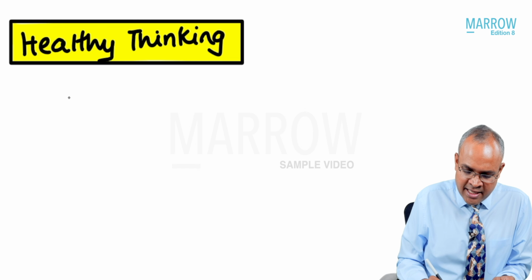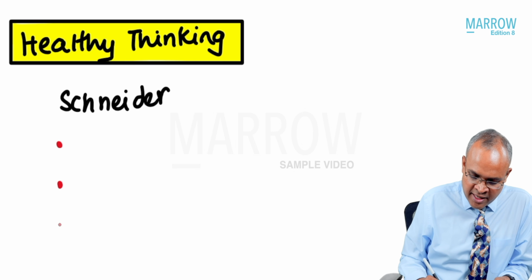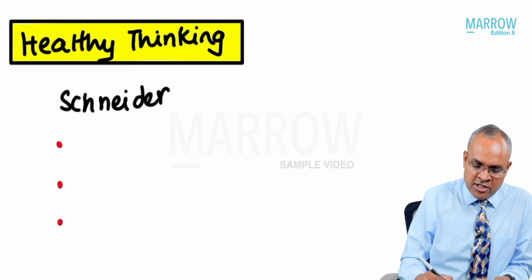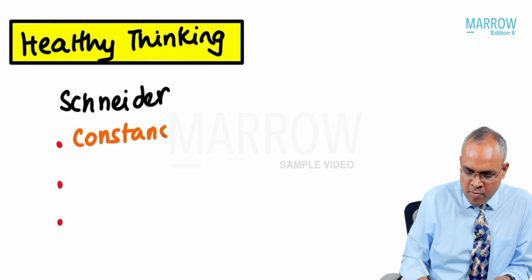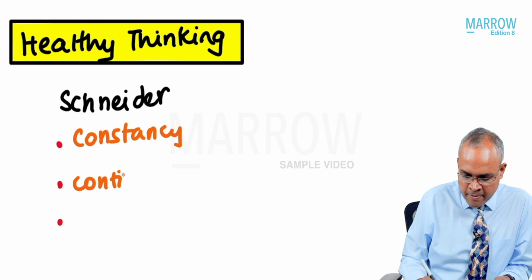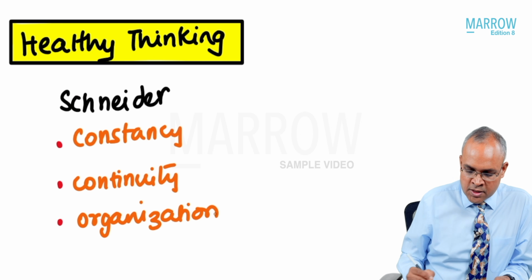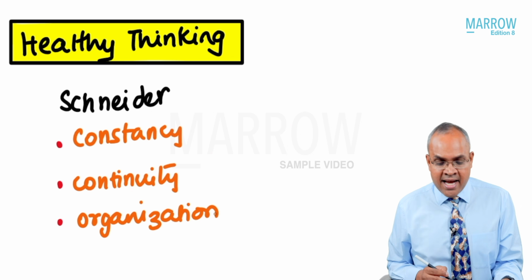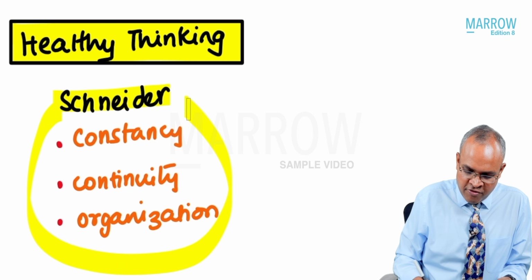When you're talking about healthy thinking, this concept was given by somebody called Schneider. Schneider is the one who described healthy thinking. They said there are three components of healthy thinking. What are the three components? Constancy, continuity, and organization are the important components of healthy thinking.